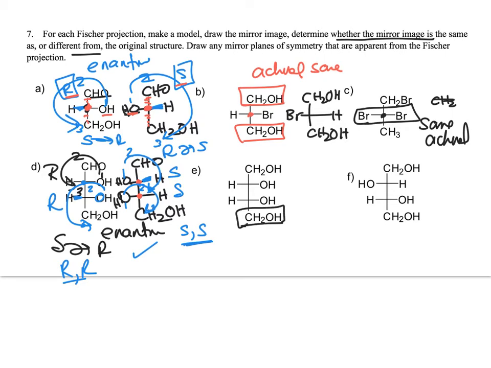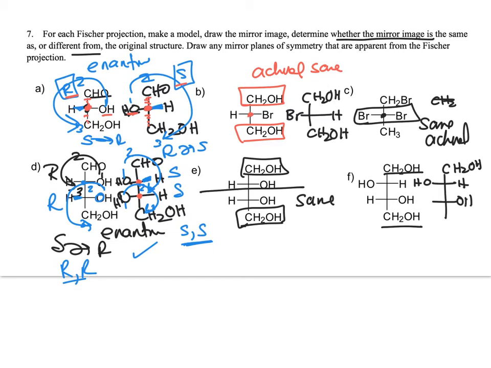Okay, when you look at this one, you see that these 2 are the same, and this is going to be the same structure. It has a plane of symmetry. This one here, these are opposite, so when you draw it here, you have OHs kind of like trans to each other. So you want to go ahead and draw that.